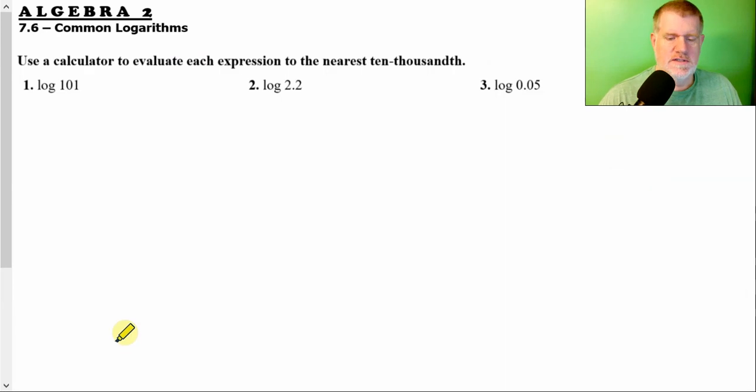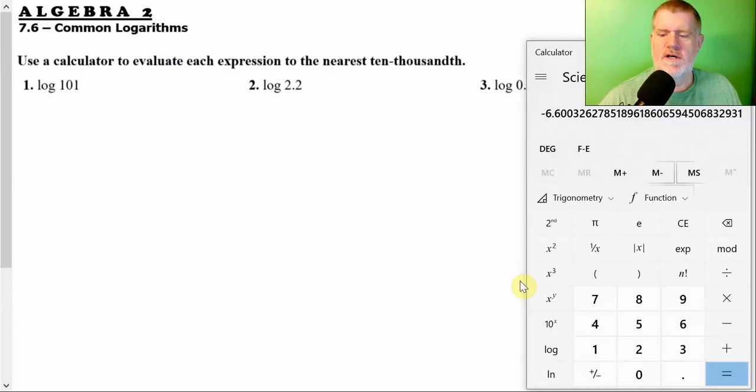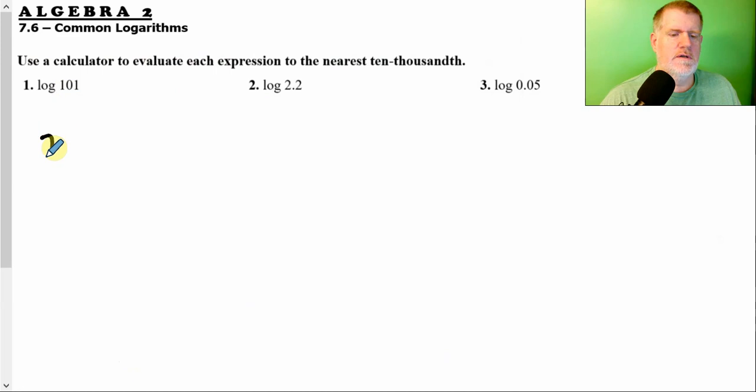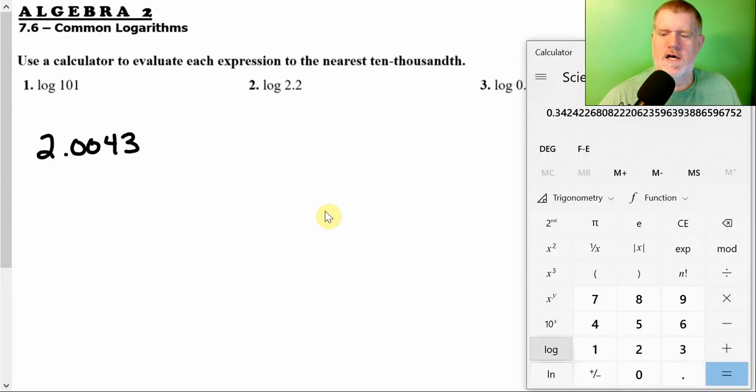So a quick practice. How do we do log of 101? Well, we take our calculator. I'm going to type in 101 and hit the log button. And there it is, my log of 101, 2.0043. And it kind of doesn't make sense because we know that 10 to the second is 100, so this is going to be a little bit more than 2. Log of 2.2 is 0.3424.